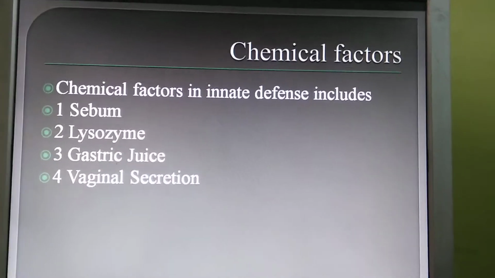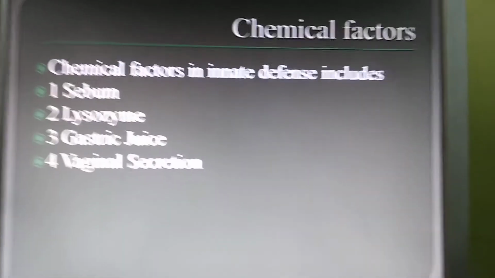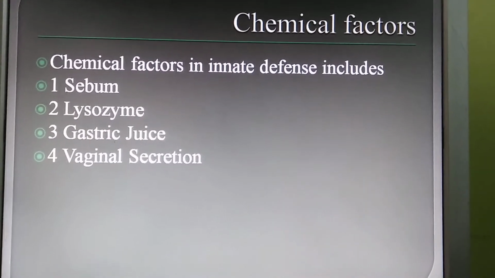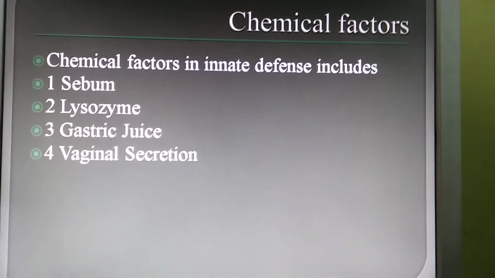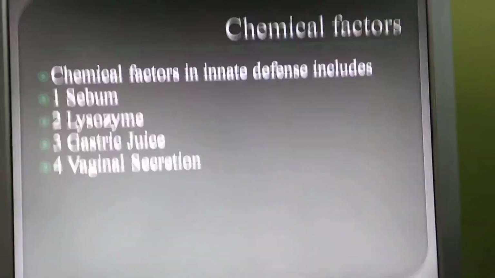Now there are some chemical factors in the first line of defense which prevent bacterial pathogens from entering the body. They are sebum, lysozyme, gastric juice, and vaginal secretion.